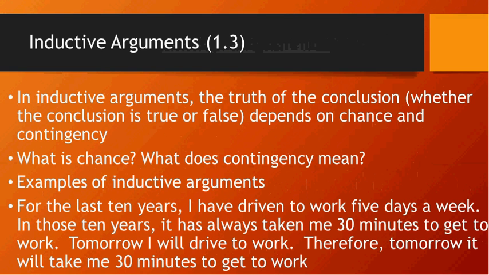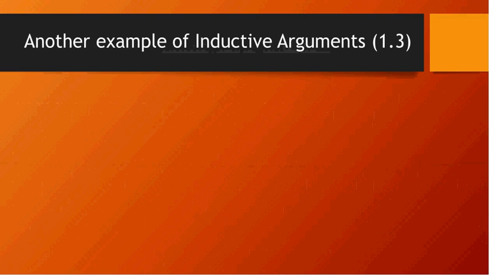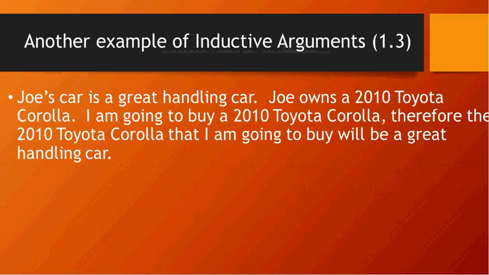Okay? Let's look at another example. Joe's car is a great handling car. Joe owns a 2010 Toyota Corolla. I am going to buy a 2010 Toyota Corolla. Therefore, the 2010 Toyota Corolla that I'm going to buy will be a great handling car.